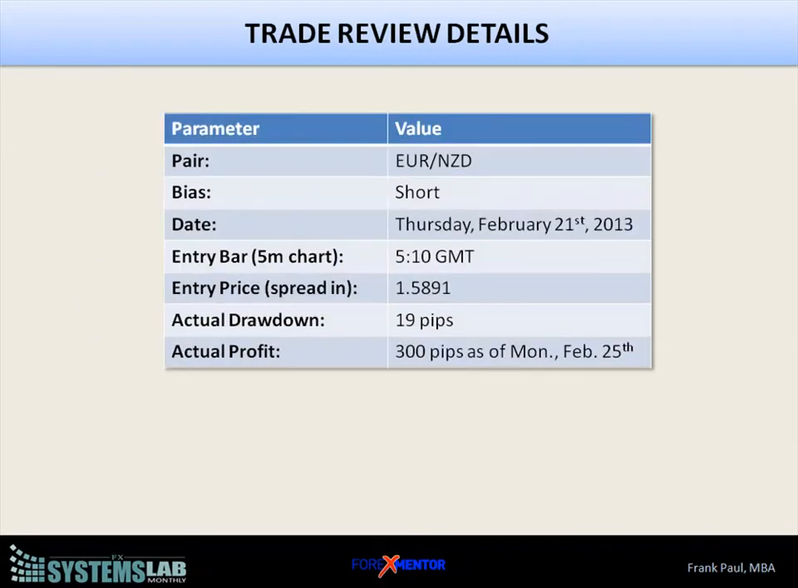Trade review details for the chart review we're going to show you today. Euro Kiwi short bias, Thursday, February 21st, 2013. Entry bar in the 5-minute chart, 5:10 a.m. GMT. Entry price, inclusive of 3-pip dealing spread, at 158.91.